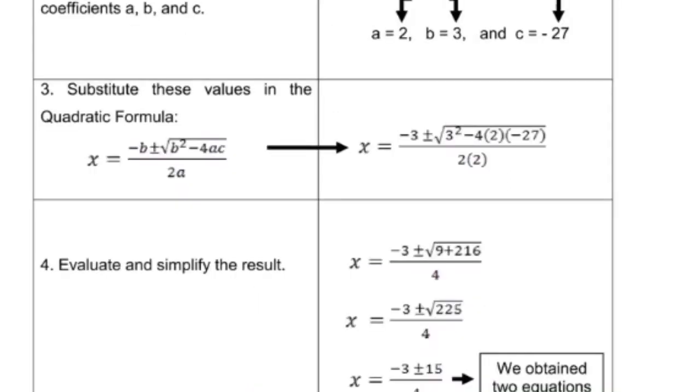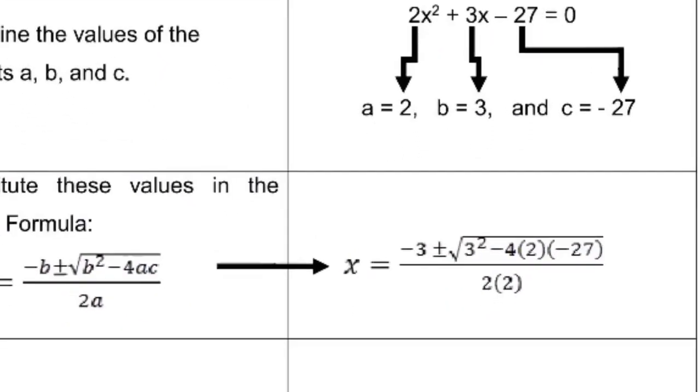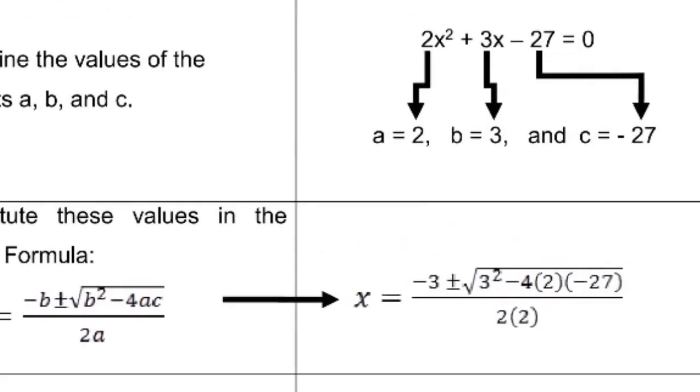Then after having the values of a, b, and c, substitute this one to the quadratic formula. That is why there you have x equals, the value of b is 3, so minus b, so minus 3 plus and minus square root of b squared. So 3 squared, then minus 4, then a is 2, so times 2, times c, which is negative 27, so times negative 27, over 2a. a is 2, so 2 times 2.